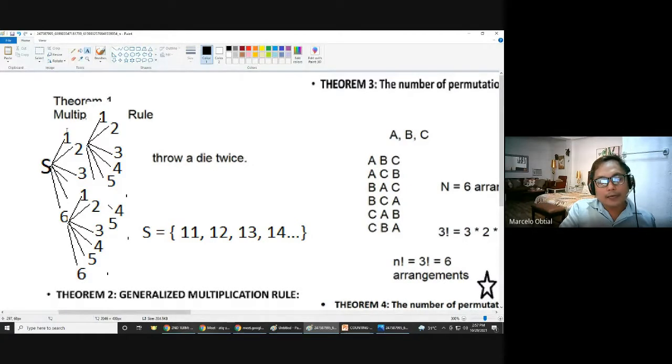So, ibig sabihin sa second na throw, 6 possible, no? Yung pattern dito, 1,1, 1,2, 1,3, 1,4, 1,5, 1,6. 6. Okay? Next, 2,1, 2,2, 2,3, 2,4, 2,5, 2,6. Okay? 6 pa rin. So, I think that is 6 times 6. Tama ba, Jerome? Yes po, sir.